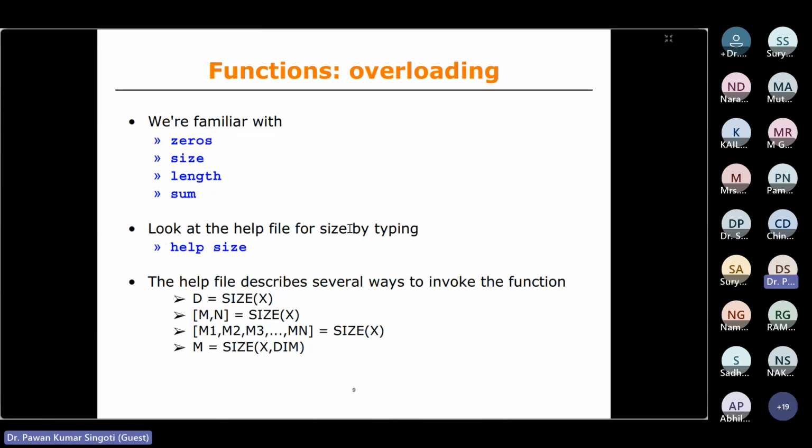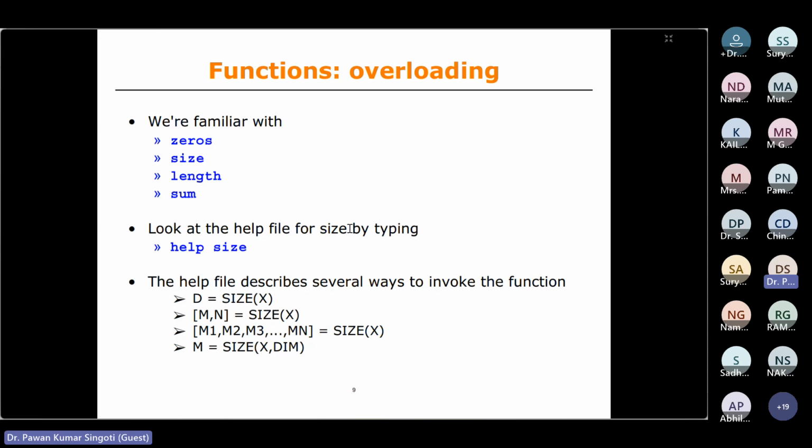Now we are familiar with zeros, which we also discussed yesterday. If you give zeros a dimension, it will give you a matrix of zeros. Size of matrix, length of matrix, sum of matrix are each available in one command. You can see the attributes in any documentation. If you need to know about something, just type help and then the function name, such as size or zeros. If it is available in MATLAB, it will return the doc file, and you can click on it and explore.